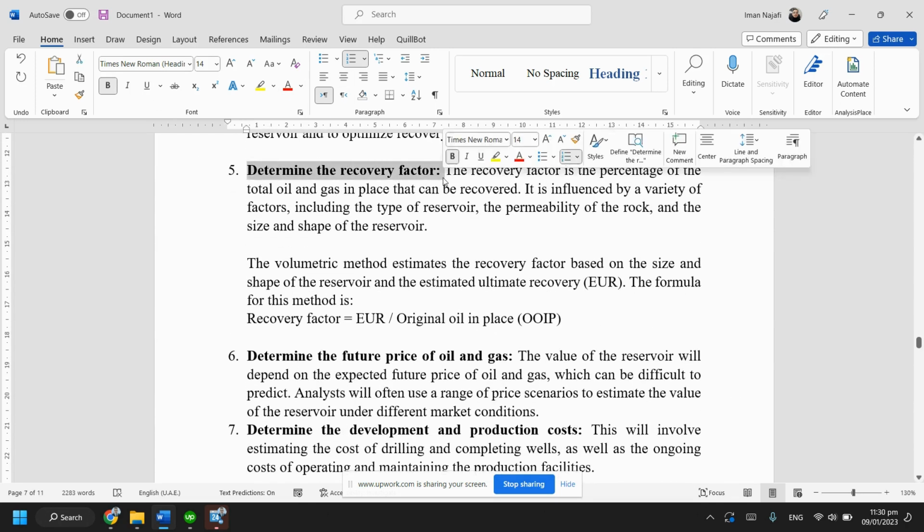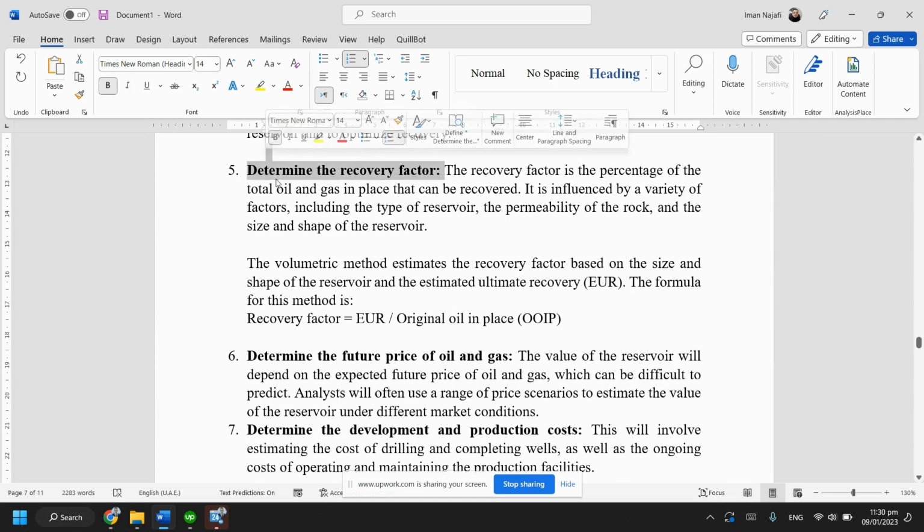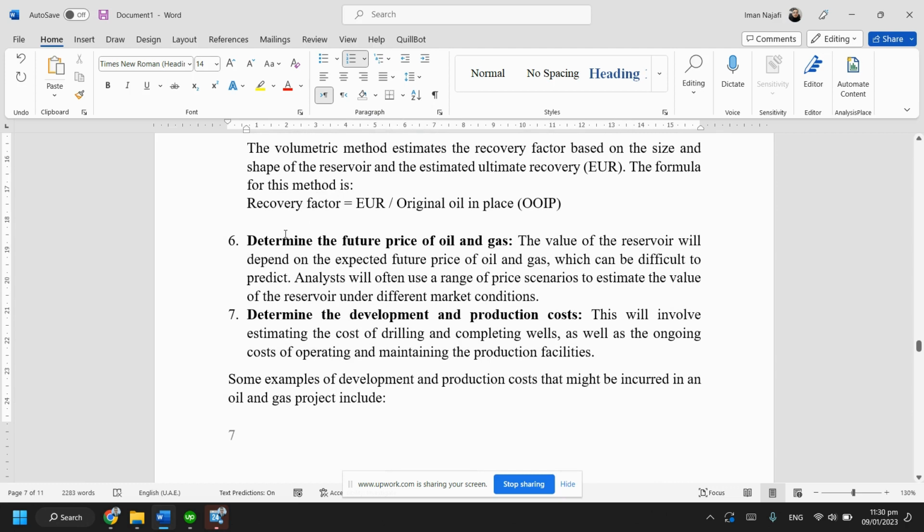And the next stage is that we check the recovery factor. We talked about it, and we have different recovery factors. I'm not going into the details of that. Right now, we know exactly how much oil, how much gas we have. We have to predict what would be the price of oil and gas in future. And we have to consider different scenarios.